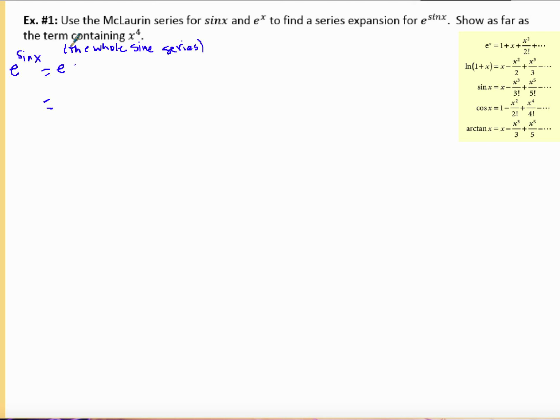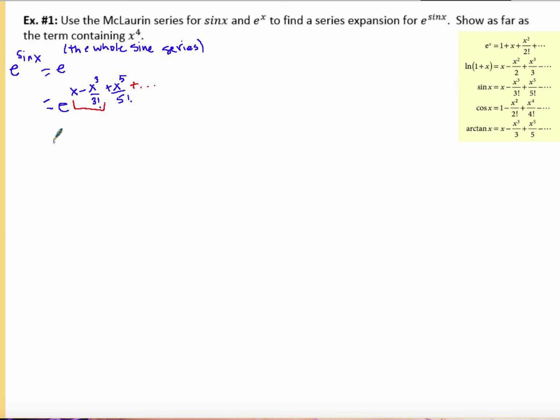So I'm going to replace the sine of x with its Maclaurin series approximation. That's over here. That'll be e to the power of, well, sine of x is x minus x cubed divided by 3 factorial plus x to the fifth divided by 5 factorial, then subtract x to the seventh divided by 7 factorial, and we're going to go on and on. Of course, we don't really need to, because this problem is only asking us to go to the x to the fourth power. So I really only need to write down these first two terms, because after that I'm past the x to the fourth power term. So let's just use x minus x to the third power divided by 3 factorial.